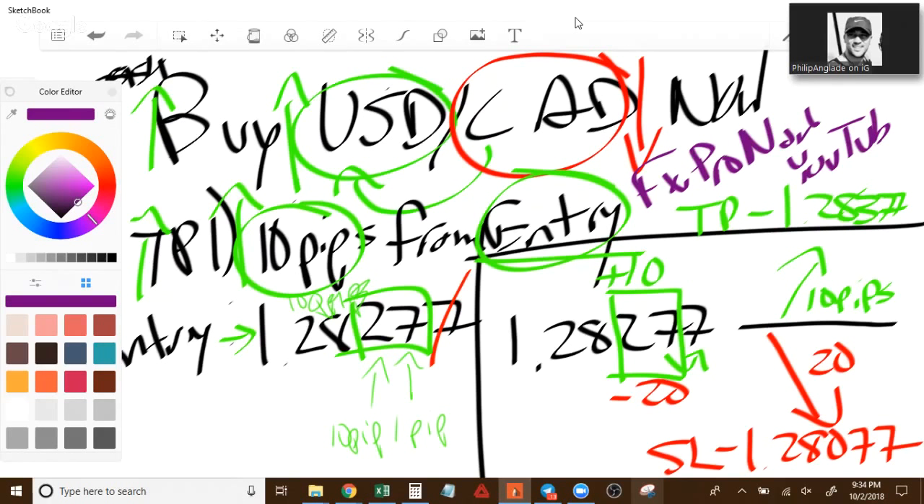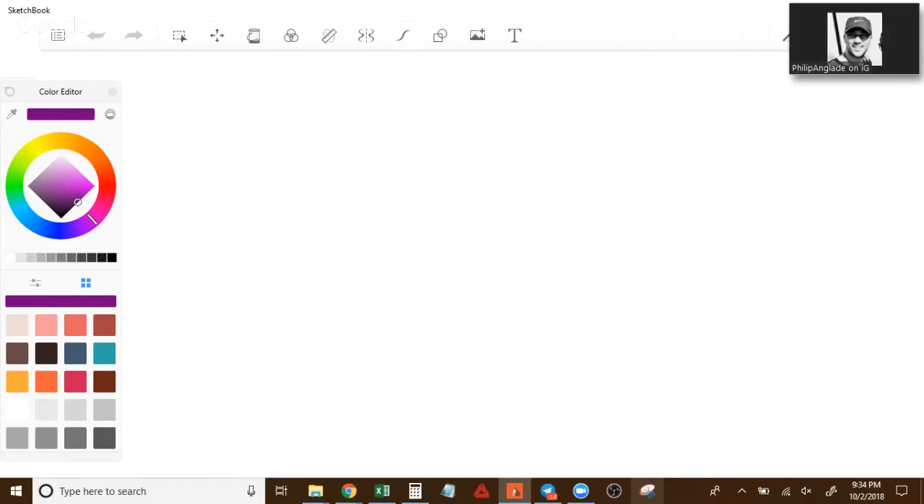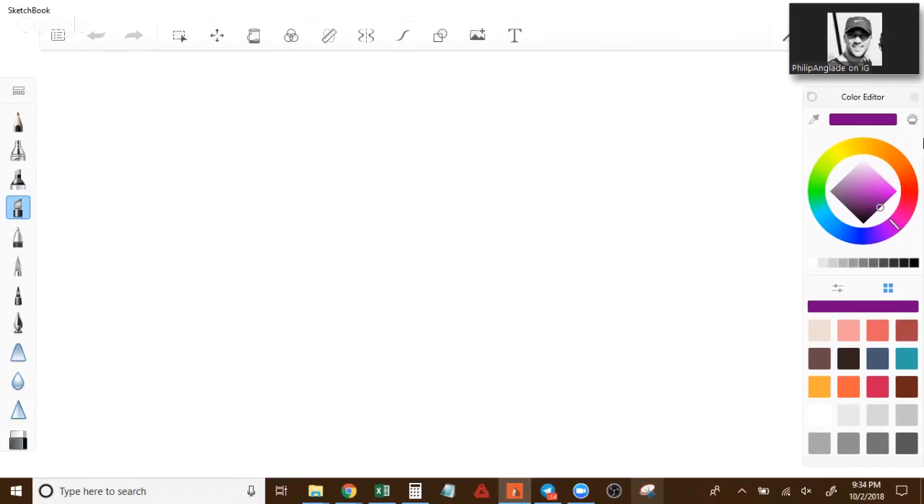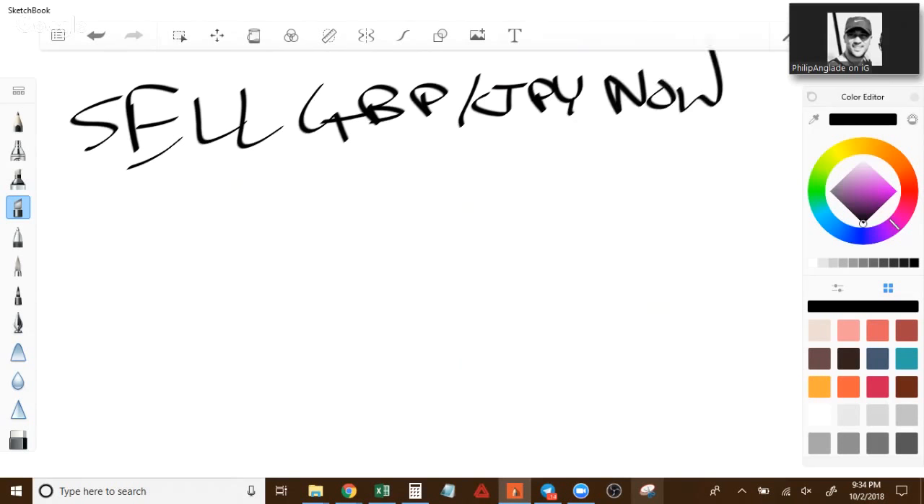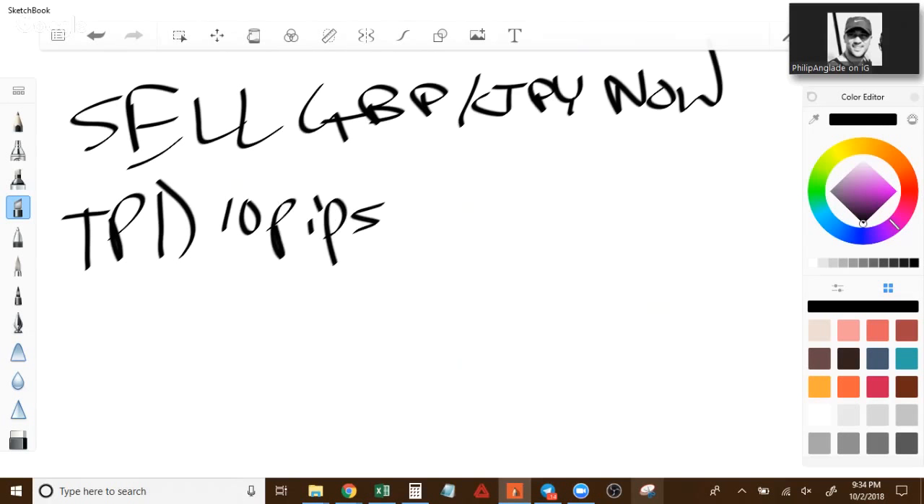So Geo, when I have that 20, it's literally just for example. I'm just picking out a number to do an example for this, okay? All right, so hopefully you got that down. Now I'm going to do a sell. Let's say there's a trade that's sent out to you that says something along the lines of sell GBPJPY now. And let's say it only says one take profit, and the take profit is 10 pips from entry.